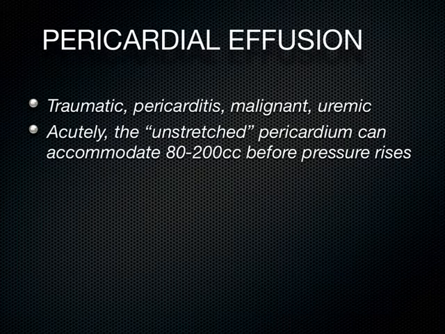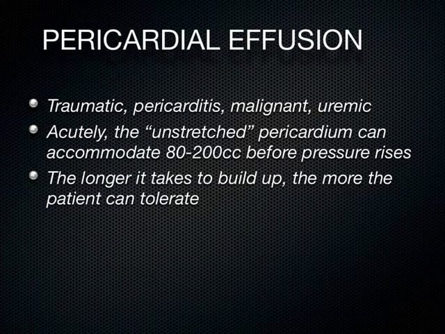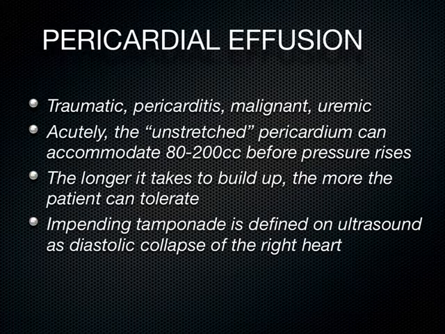Well, they're caused by a variety of reasons, but acutely, the unstretched pericardium can only accommodate up to 200 cc's before the pressure in that pericardium takes over the pressure in the right ventricle, and then the patient's blood pressure starts dropping. The longer it takes to build up, though, the more the patient can tolerate. So if it's a long chronic effusion, like somebody who's got renal failure, who develops uremic pericarditis with pericardial effusion, they can have up to a liter or two in their pericardium before they get tamponade.